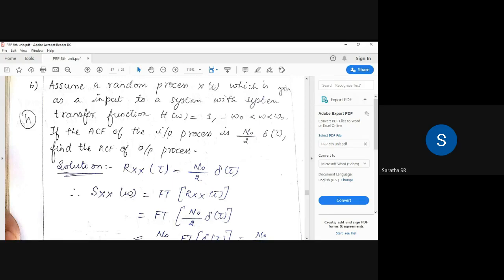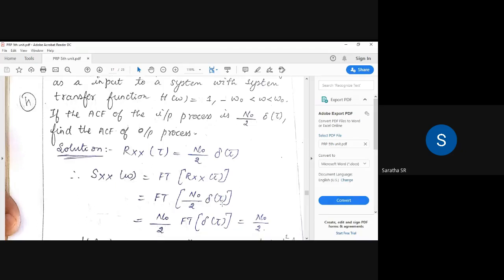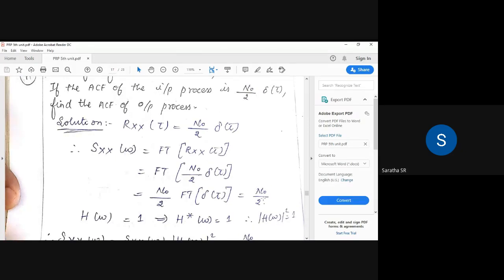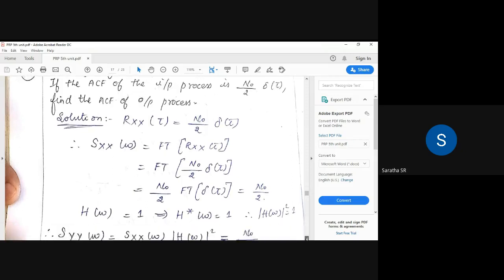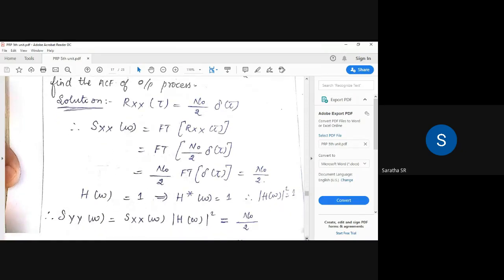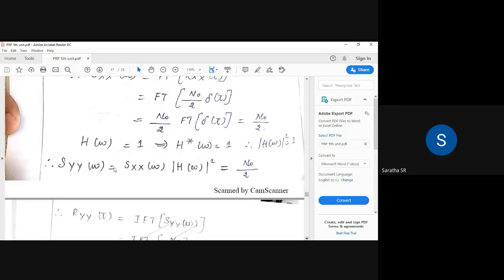If we take Sxx of omega, we know that the Fourier transform of delta of tau is 1, as already explained. So we got N naught by 2 here. Here H of omega is also 1, as given. That means H star of omega is also 1, because we don't have an omega term here. So modulus H of omega the whole square is 1. Then we can find Syy of omega from this N naught by 2 only.